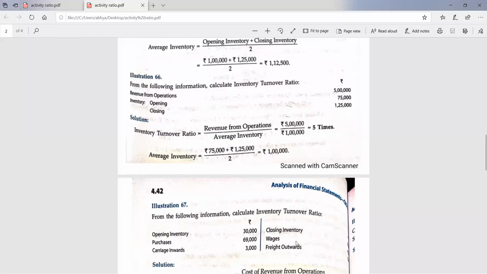Here you have to calculate COGS. Opening inventory 30,000, purchases 69,000, carriage inwards 3,000, closing inventory. Actually, it is not visible. I'm telling you the figures, you can note down. Closing inventory 9,000.